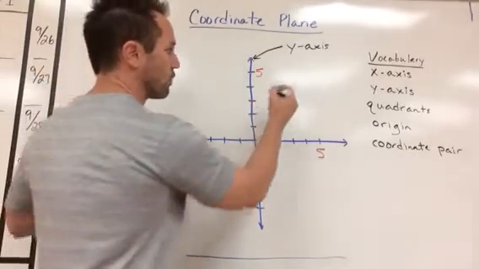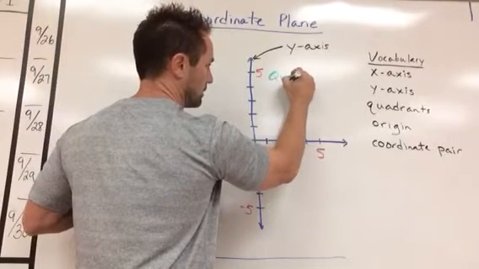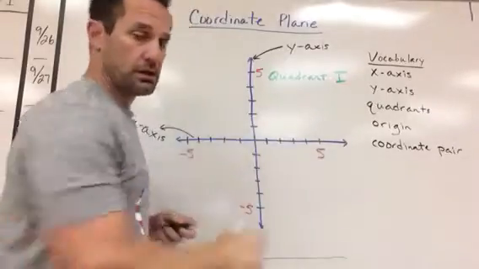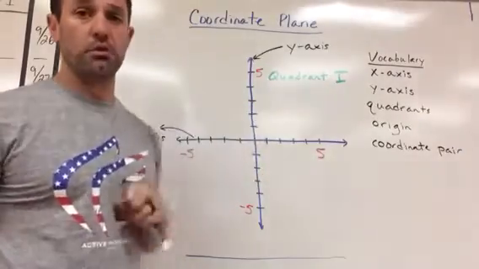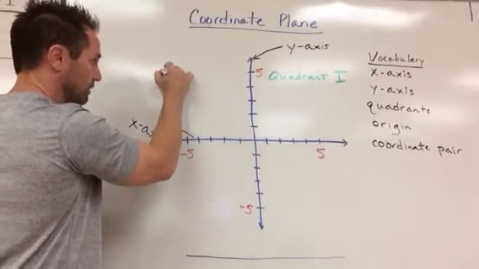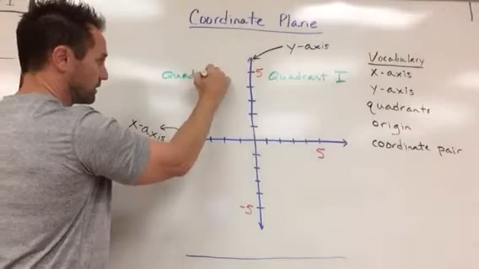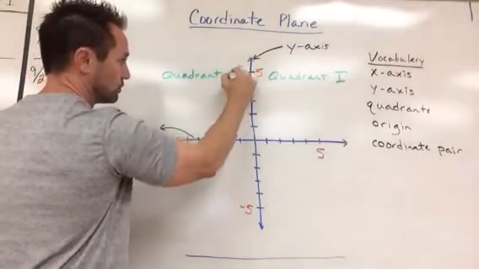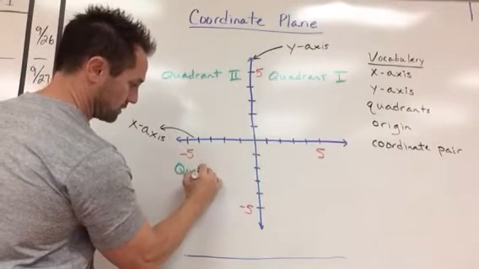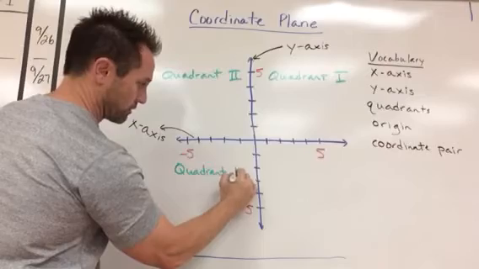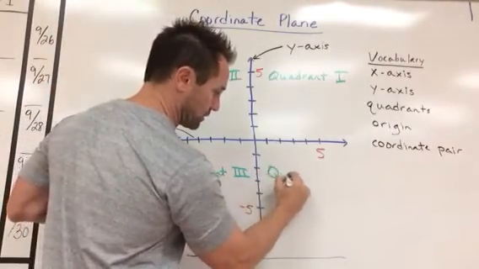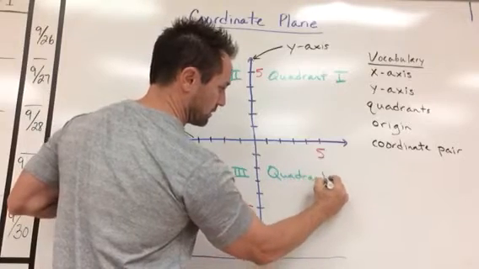So we have quadrant 1, top right. And that has to be written in Roman numerals. So Roman numeral 1. Top left section is going to be called quadrant 2. Bottom left section, quadrant 3. And bottom right section, quadrant 4.